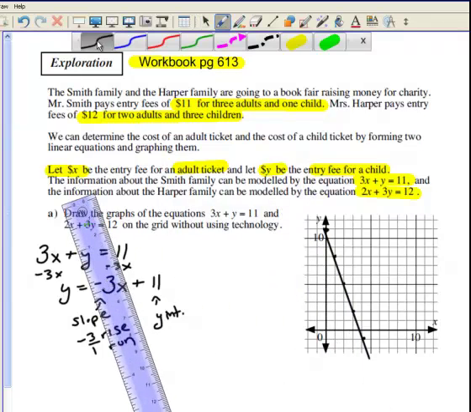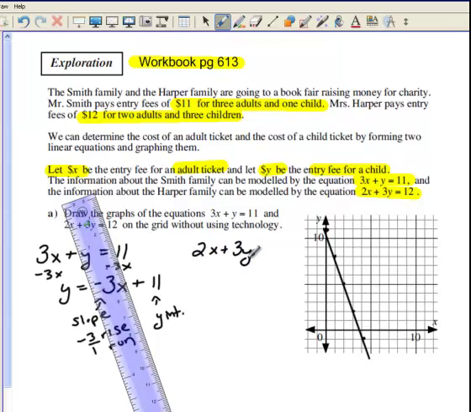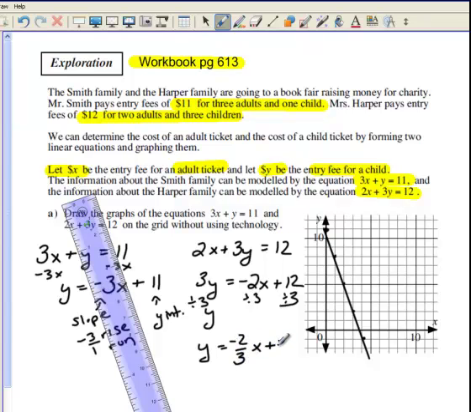And now let's come up with our other equation. 2x plus 3y equals 12. So again, isolate your y, move the 2x over, and then divide out the 3. Remember to divide every term by 3. Y equals -2/3 x plus 4. So that 4 is your y-intercept, and then your slope is -2 over 3.